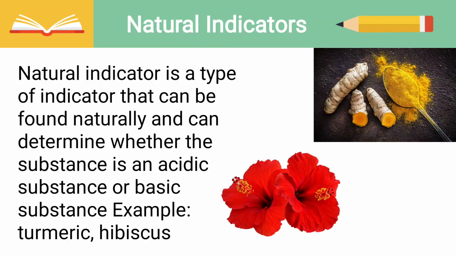So when we add litmus to an acidic solution, it turns red. When it is added to a basic solution, it turns blue. Remember this point. When litmus is added to an acidic solution, it turns red. When it is added to a basic solution, it turns blue. China rose is also one of the natural indicators, as I have already shown in the video. You might have seen the video, children.